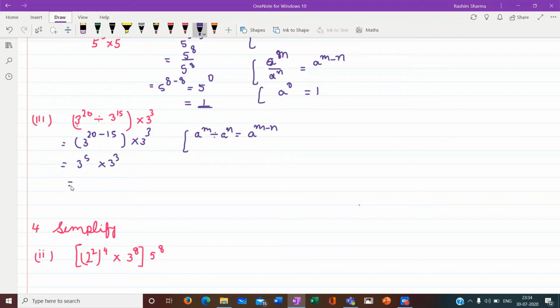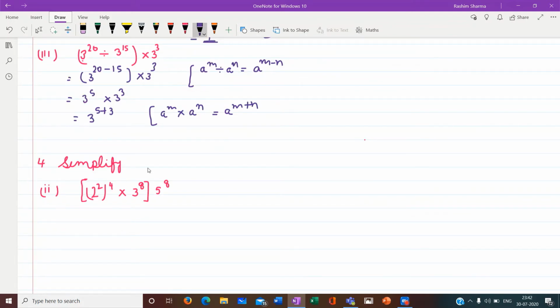Now we know when two numbers of the same base are in multiplication here, we add the powers. This is our first law. So we get here 3 raised to power 8 as answer.